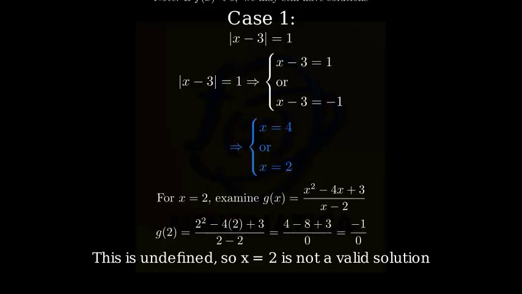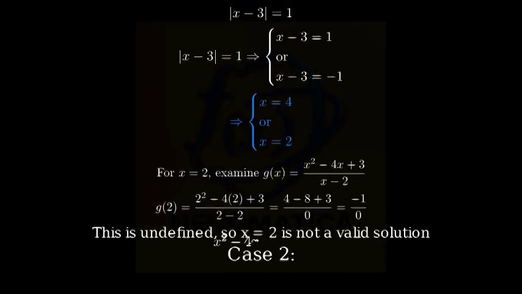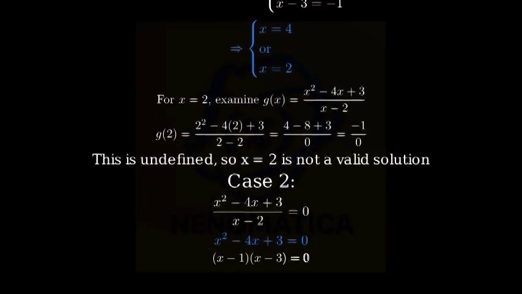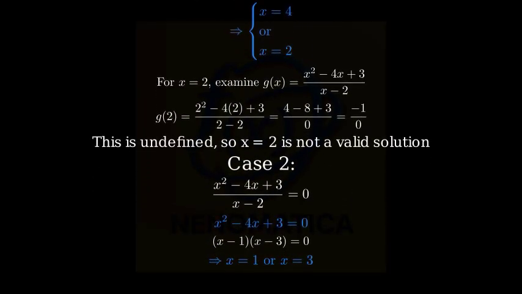Let's examine the second case, where the exponent equals 0. We set the numerator of our fraction equal to 0 and solve the resulting quadratic equation. Factoring this, we get x squared minus 4x plus 3 equals 0, which gives us x equals 1 or x equals 3. We need to check these potential solutions as well.